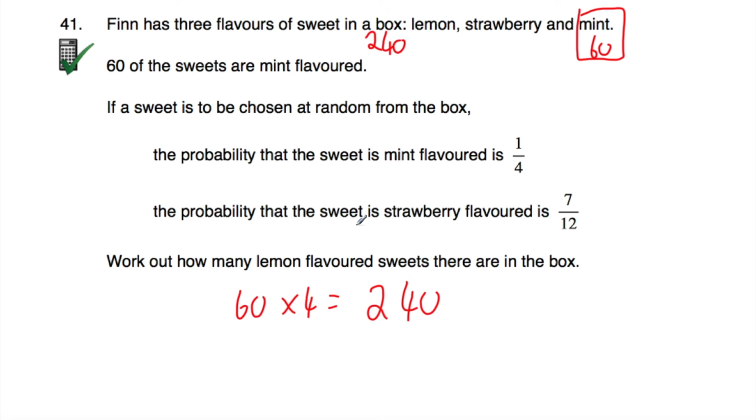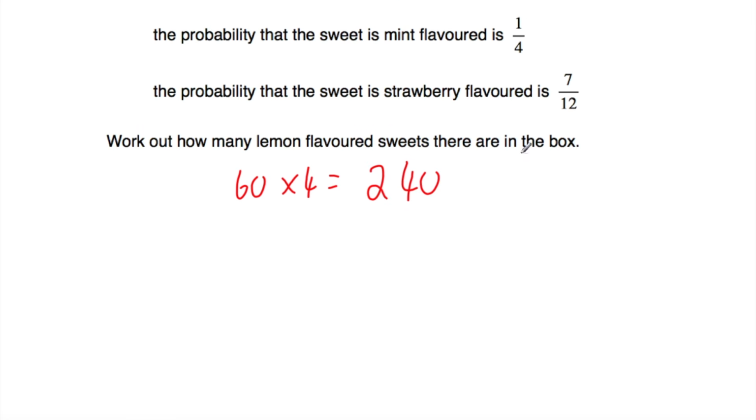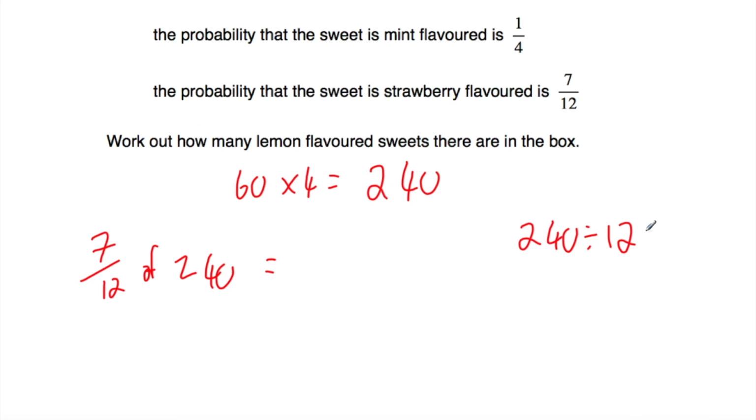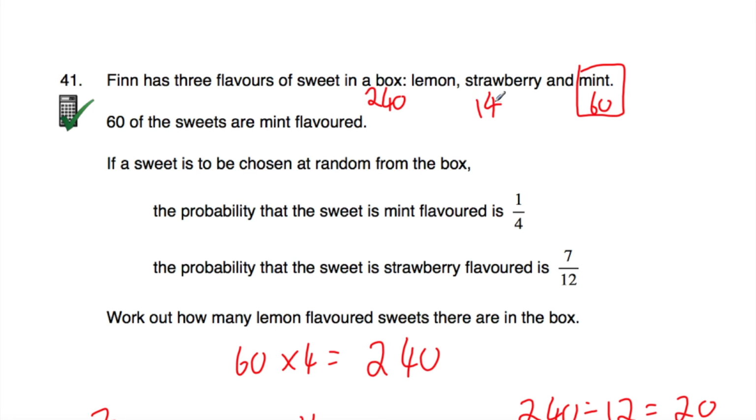Now we're told the probability of choosing a strawberry sweet is 7/12. So that means that 7/12 of the sweets are strawberry flavoured. So we need to work out 7/12 of 240, because there's 240 sweets altogether. So let's take 240 and let's divide it by the bottom and times by the top. So 240 divided by 12 is equal to 20. And then if we times that by 7, 20 times 7 is equal to 140. So that means there's 140 strawberry sweets in the box. So we just worked out 7/12 of 240, and that's equal to 140.